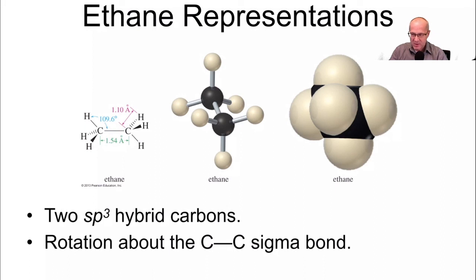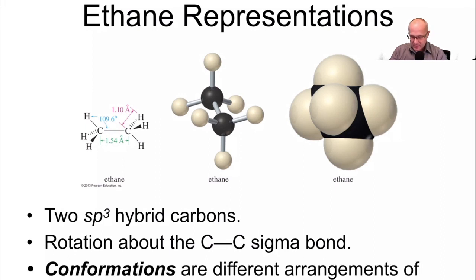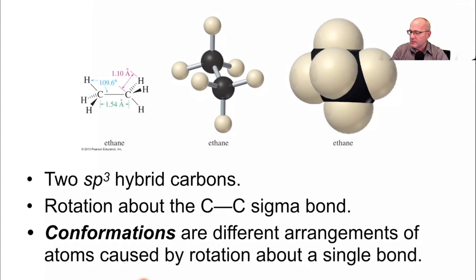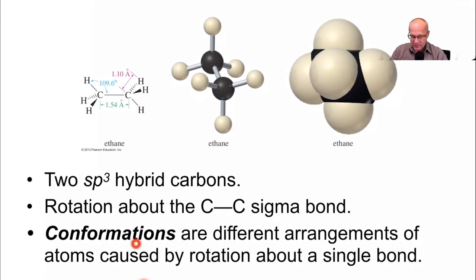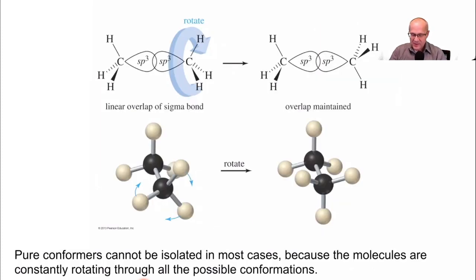Now we're going to see the ramifications of that, and that's conformations. Conformations are different arrangements of atoms caused by rotation about a single bond. Different arrangements of atoms caused by rotation about a single bond. That's conformations. So let's see what happens when we change the conformation of ethane.